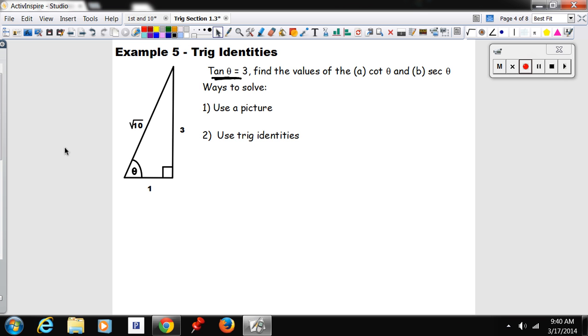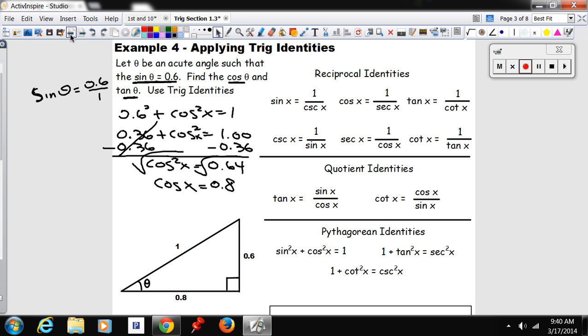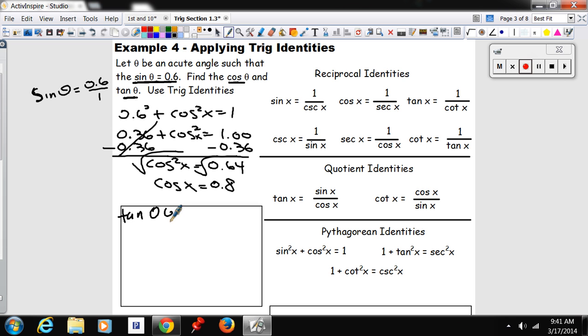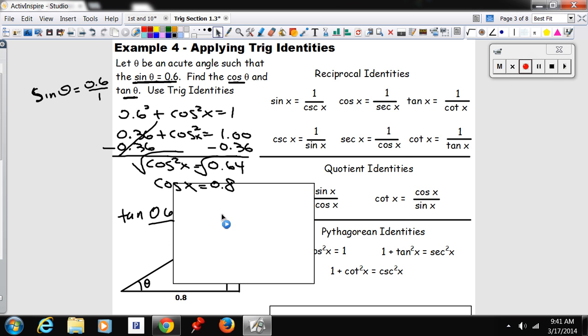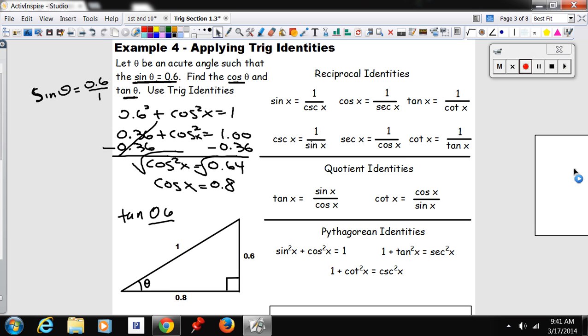Oh, did it say it's solved for tangent as well? Yeah. Oh, okay. So find the cosine and tangent. So tangent would be 0.6 over 0.8. So down here, tangent would be 0.6 over 0.8. 0.6 over 0.8. Could we reduce that?